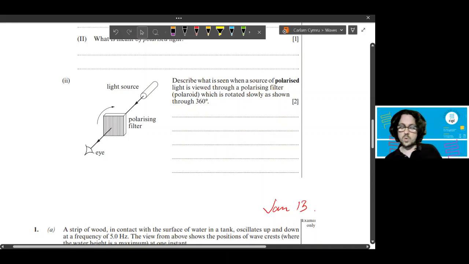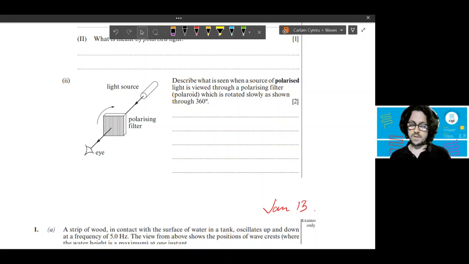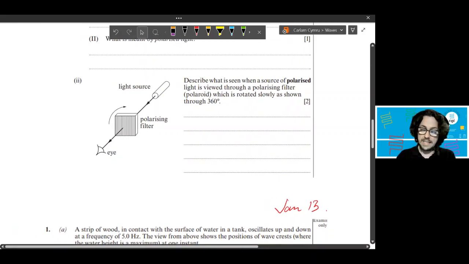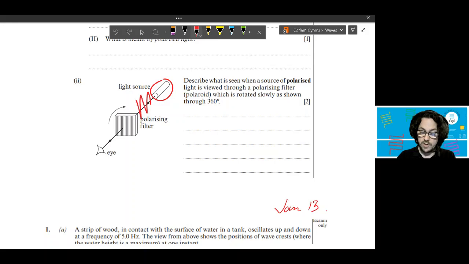Describe what was seen when the source of polarized light was viewed through a polarizing filter which is rotated slowly through 360 degrees. So this source is already polarized. For it to actually be observed, we'd have to assume that it was already vertically polarized, because otherwise it wouldn't have passed through the filter.